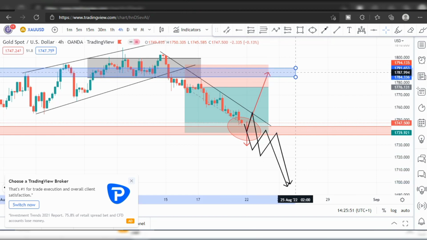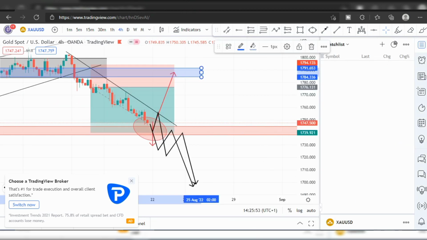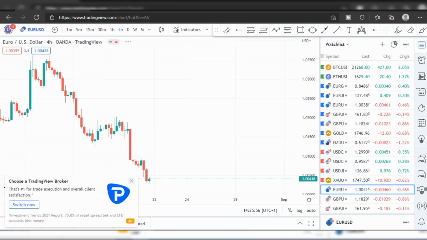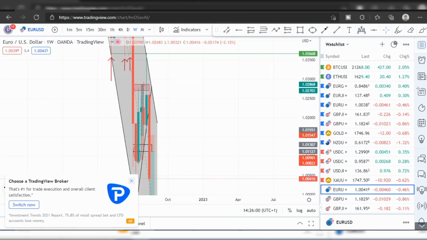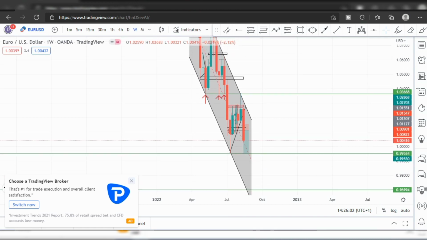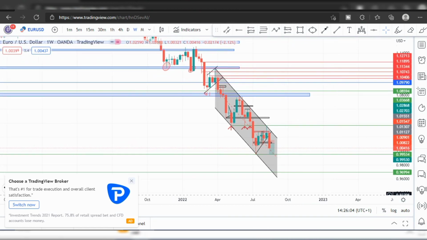Next, I will be talking about my analysis for Euro USD. And again, with Euro USD, starting off with the weekly time frame, I'll work my way down to the 4-hour time frame. Now, on the weekly time frame, we can see as well, price has been strongly bearish, making lower highs and lower lows. And then this past couple of weeks, price got to this resistance area here around the 1.036 area, and then bounced off to the downside.